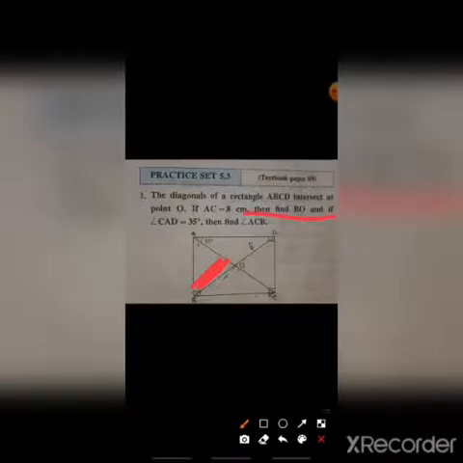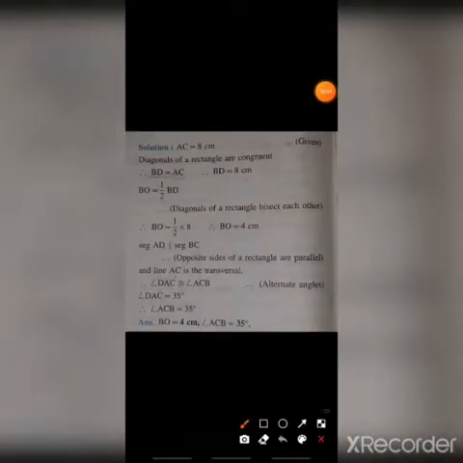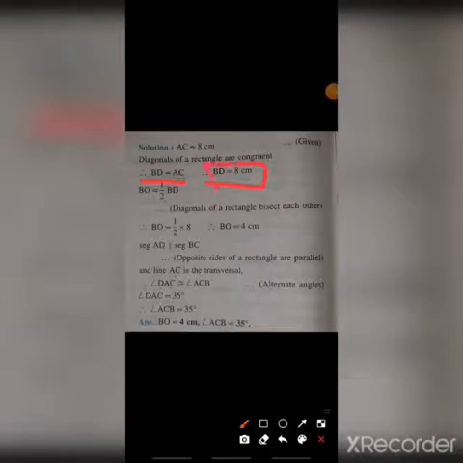And if CAD is 35 degrees, we have to find ACD. So how can we find it? Start: AC is equal to 8 centimeters. AC is equal to BD, so if AC is 8 centimeters, BD is also 8 centimeters.